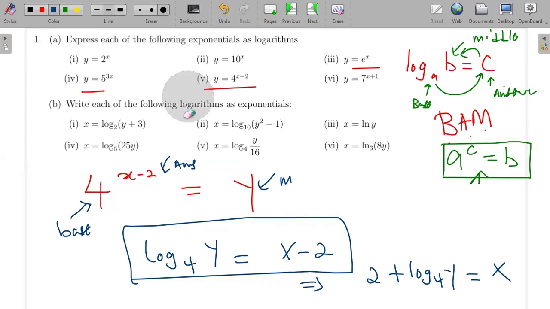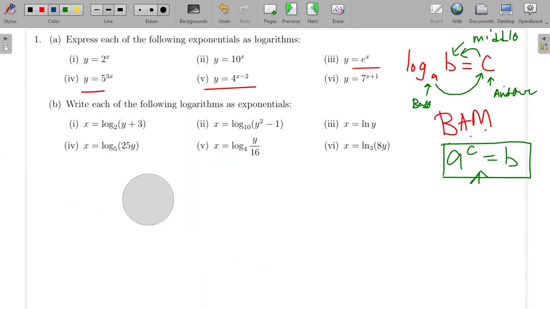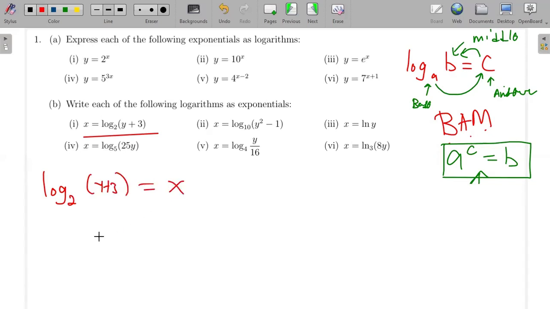Then let's look at the questions in B, where we are doing the opposite now. We are taking questions from the log form to the exponential. So this one, I'll just write it as log base 2 of y plus 3 is equal to x. So I see my base, answer, and what is in the middle. So this will just be 2 to the power x is equal to y plus 3. Or if you want, you can also write it as 2 to the power x minus 3 is equal to y. There's no problem. So this was the first one.